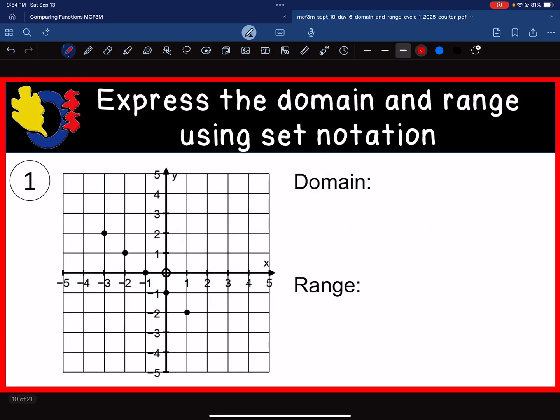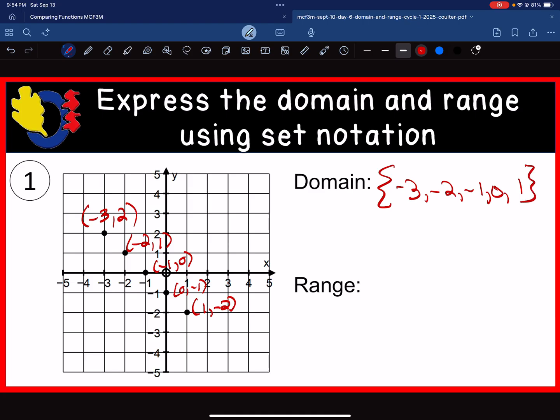All right, so let's take a look at this example here. So the domain, so I'm going to start by writing out all of the coordinates. So -3, 2, -2, 1, -1, 0, 0, -1, 1, -2. So the domain is all of the x values, and because they are just coordinates, I can just go ahead and list out the x part of our coordinate here. So -3, -2, -1, 0, and 1.